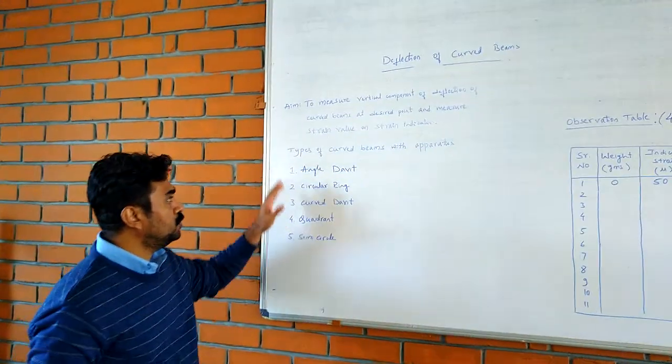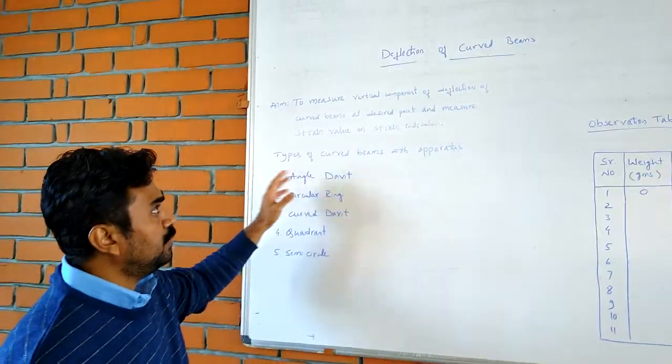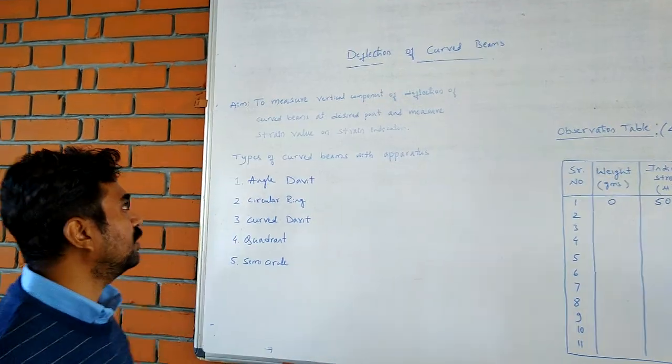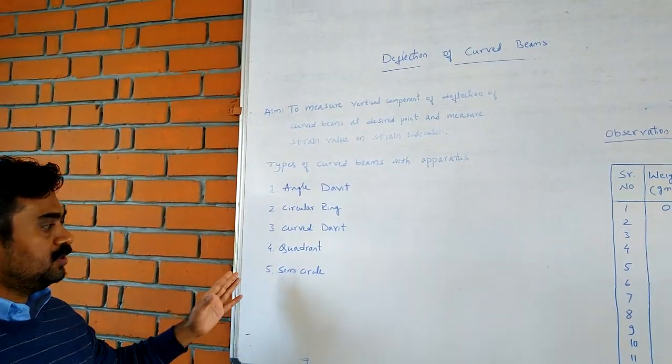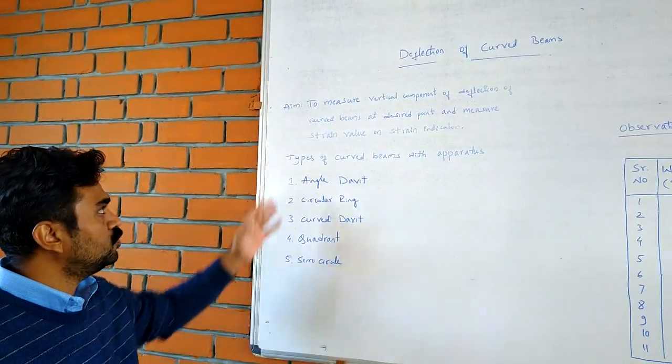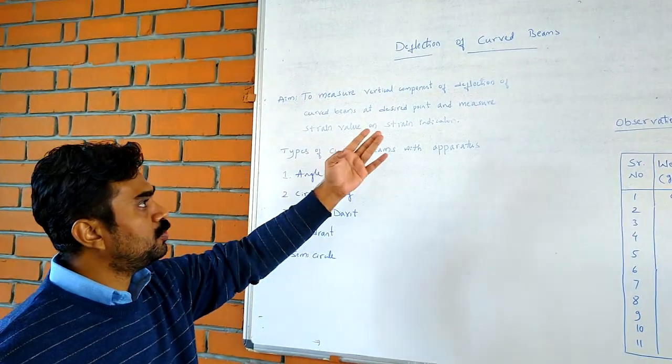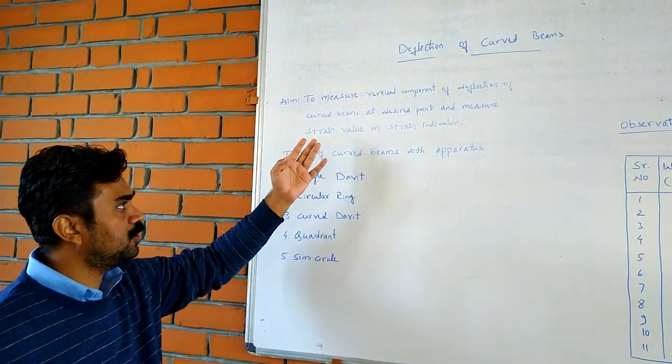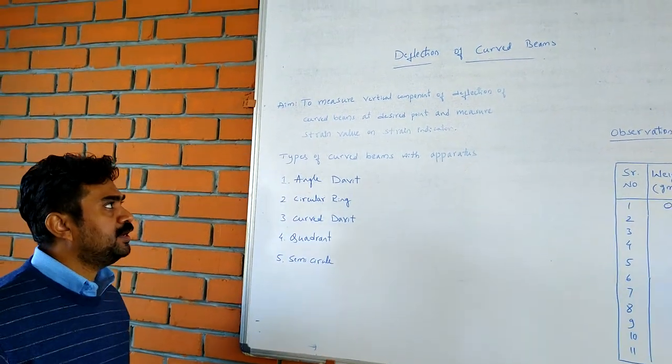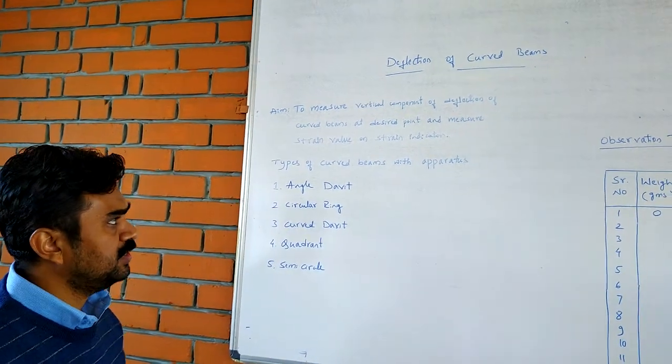Today we are going to start with the experiment, deflection of curved beams. The main aim of this experiment is to measure the vertical component of deflection of a curved beam at a desired point and measure the strain value on the strain indicator.